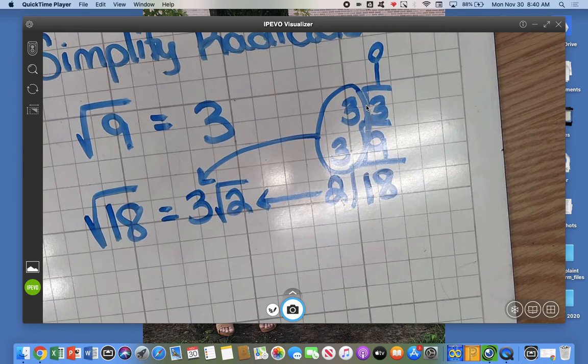So how many of you guys remember doing this in Algebra 1 or geometry? Because I promise if you've been in geometry, you've done this. We are going to simplify some more square roots today.